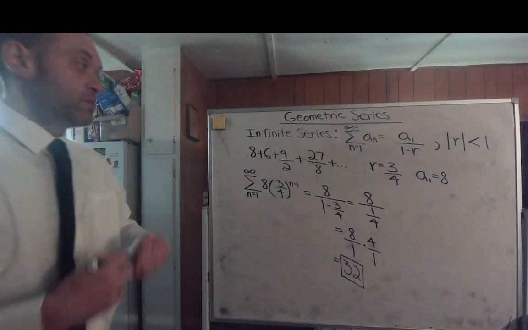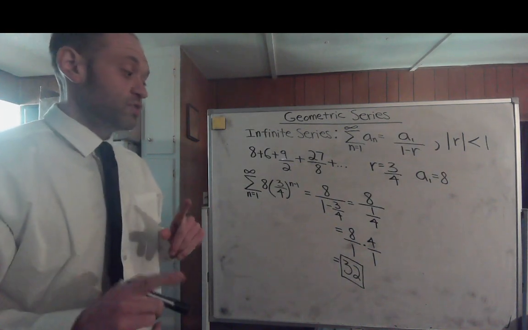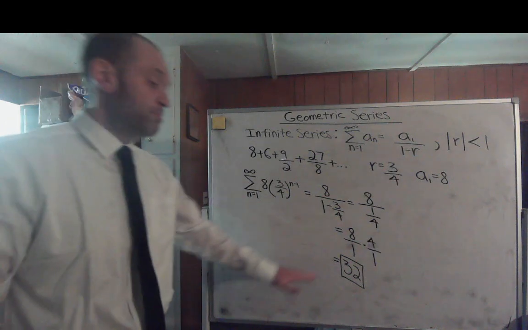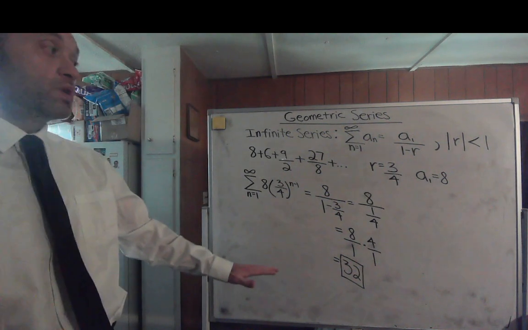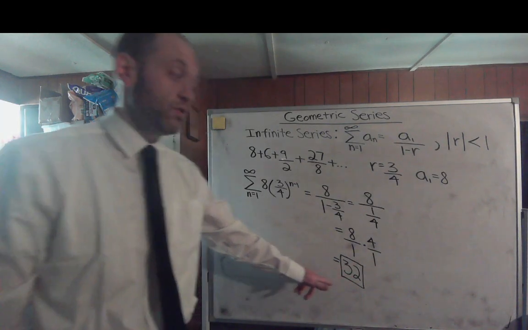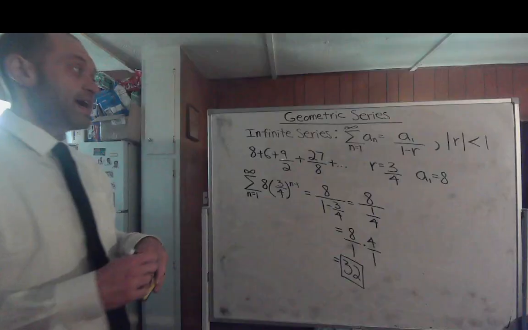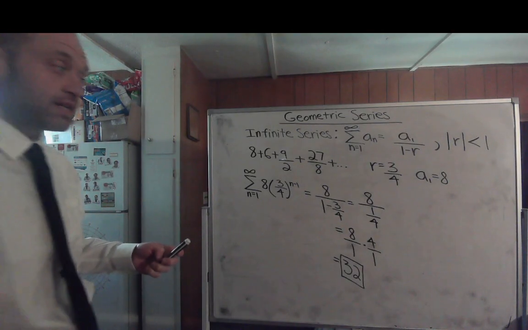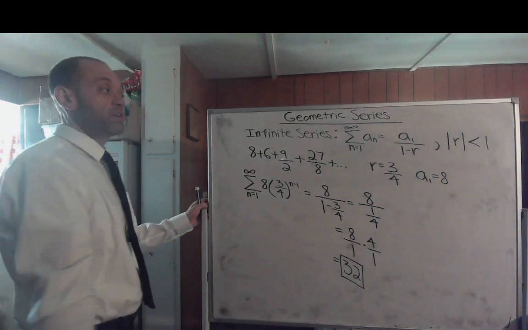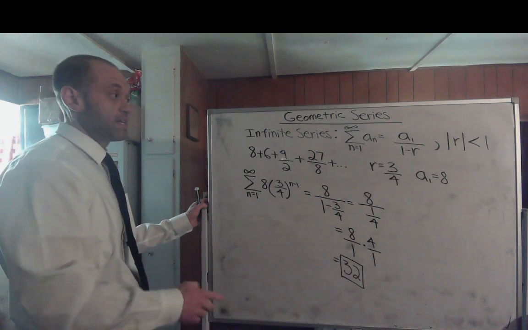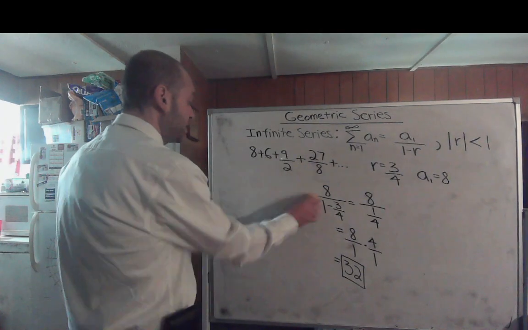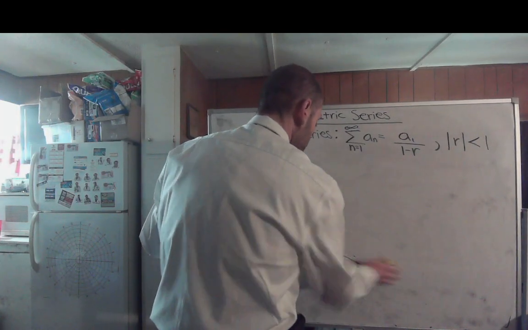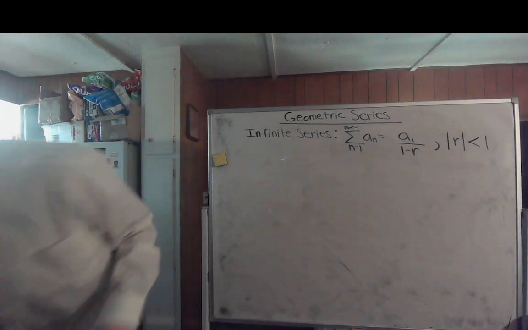Now, here's the thing. We'll never technically reach 32. We'll get infinitely closer and closer to a sum of 32. But that is what this sum would converge to, is 32. So this is how you can get a finite answer for an infinite geometric series. And keep in mind, this only works for an infinite geometric series. If we had an infinite arithmetic series, we'd have no hope of being able to solve it. It would just diverge.